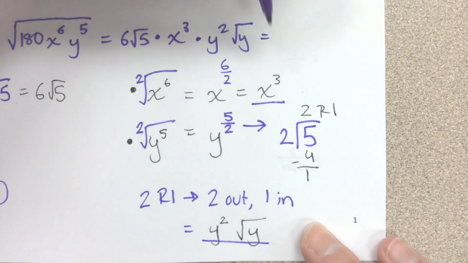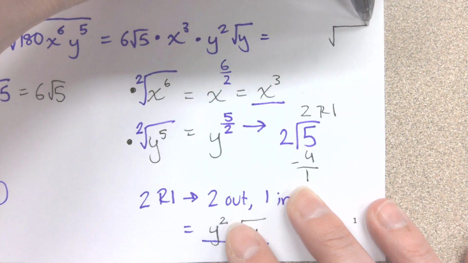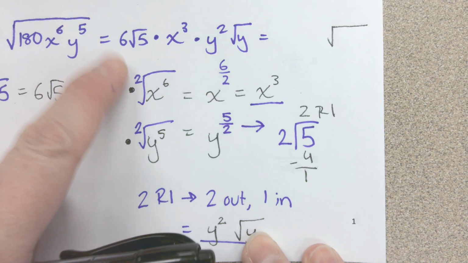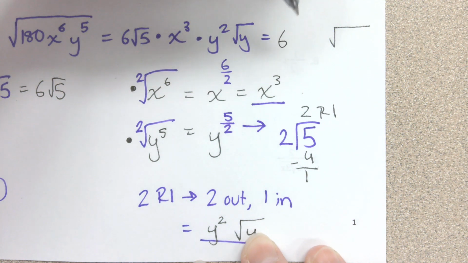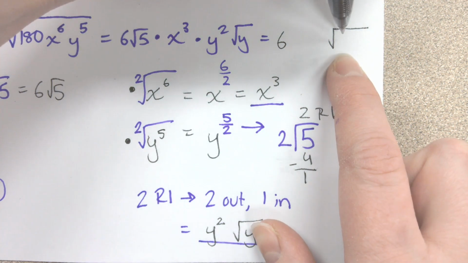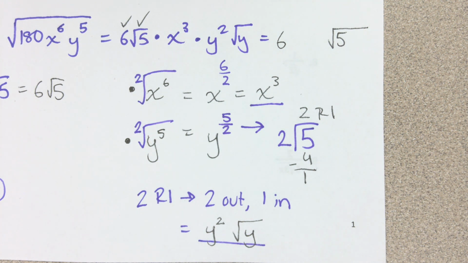Making the final answer here. I'm going to start by putting a square root at the back, and I'll fill things in. Let's start with the numbers. We have a 6 outside of the square root, and it's going to be at the front because there's letters that are going to come after it. And then the 5 is going to go under the square root. So I've taken care of both of those.